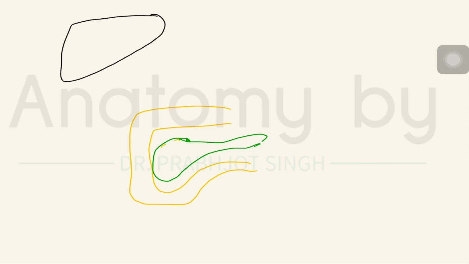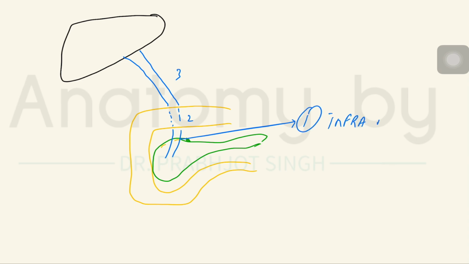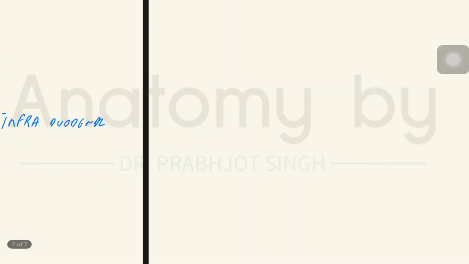Okay, so let's have a look at the parts of the portal vein. This is the first part. This is the next part, and this is the third part. Or actually it's labeled as first, second and third. So the first part is your infraduodenal. The second part is retroduodenal, and the third part is supraduodenal. So these are the three parts of the portal vein.